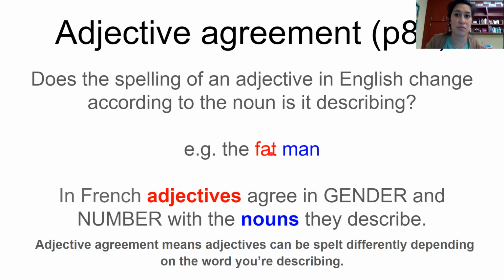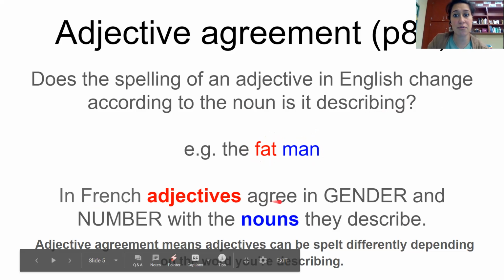So in English, often our adjectives don't change when we describe whatever we're describing, the adjective stays the same. But in French, they change. And you've noticed that, you've seen it in the previous examples. You even probably understand some of the rules behind it. So you can go ahead and write this down. In French, adjectives agree in gender and number with the nouns they describe.